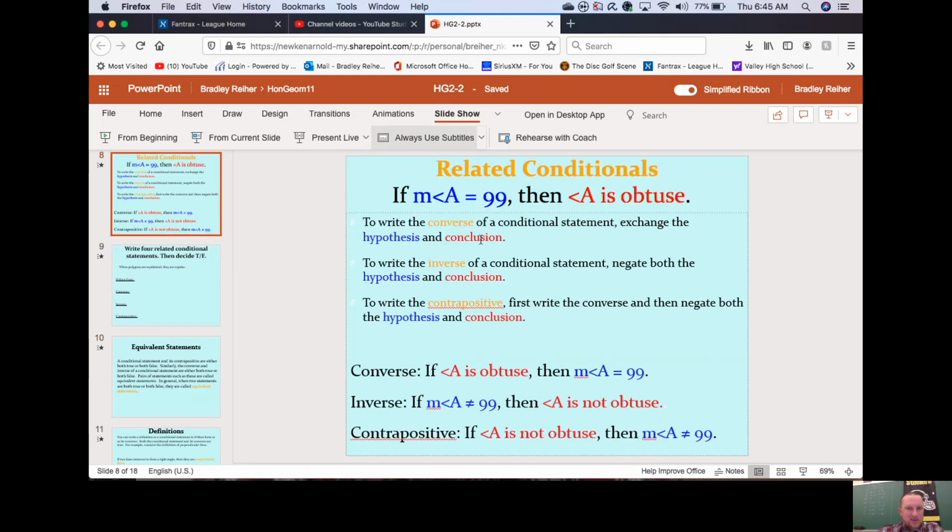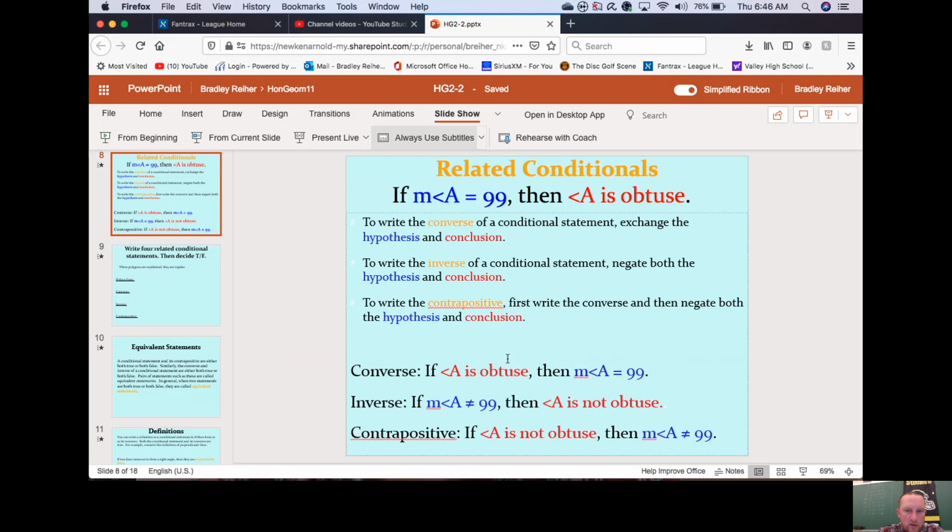So if we go back up to this example, if the measure of angle A is 99, then angle A is obtuse. That's your conditional statement. That's true. If angle A is 99, then angle A has to be obtuse. Now, when you form the converse, you're going to switch the red and the blue, but you're going to keep if and then where they are. So it's going to look like this. If angle A is obtuse, then the measure of angle A is 99. That is not necessarily true, so we would put false for this one. If you have an obtuse angle, it doesn't have to be 99 degrees.